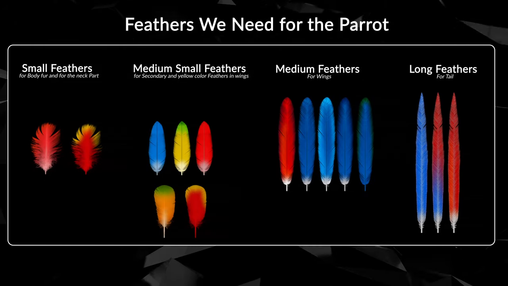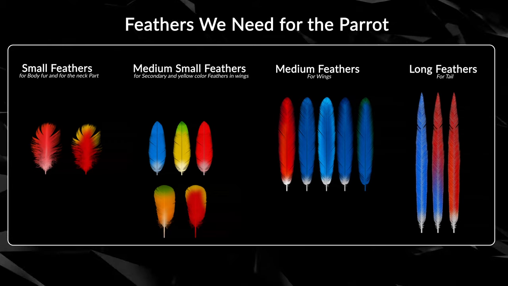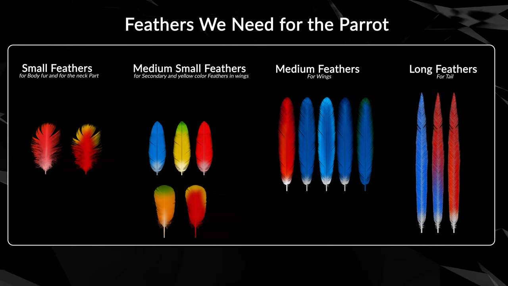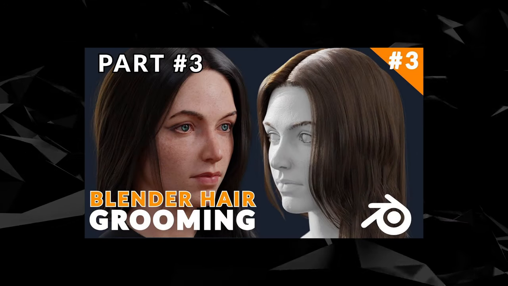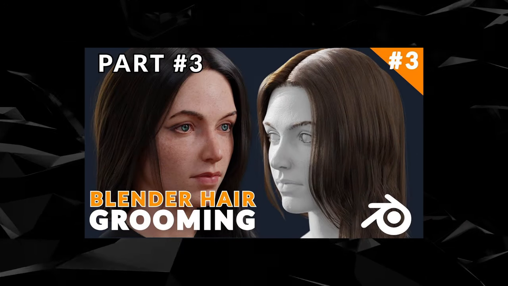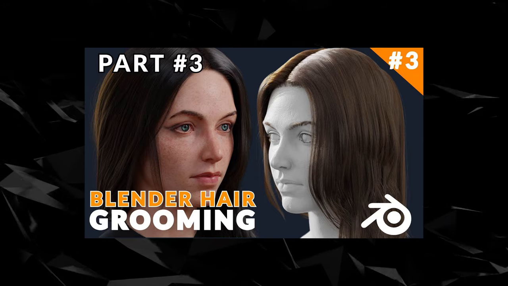As you can see, these feathers are all in different colors. We will make a single feather and then you can color it in Photoshop or After Effects for different variants. Before starting anything, I want to let you know that I am using particle systems a lot in this video, so if you are new to it and don't know the basics, you can watch this video.